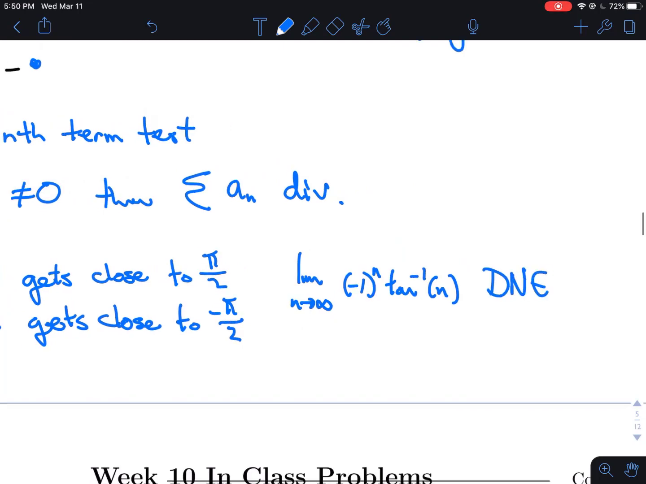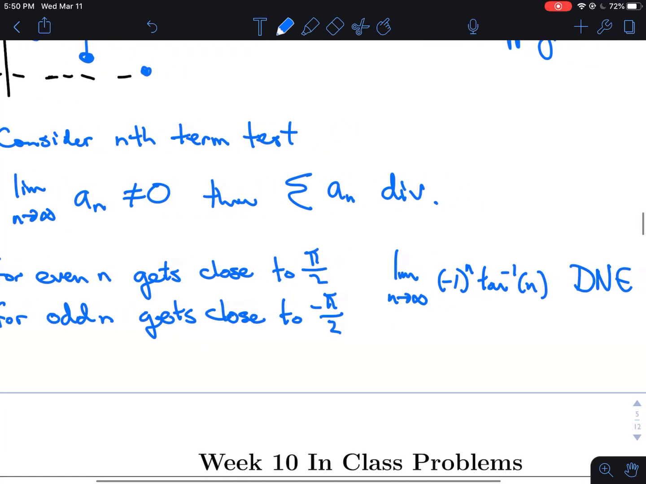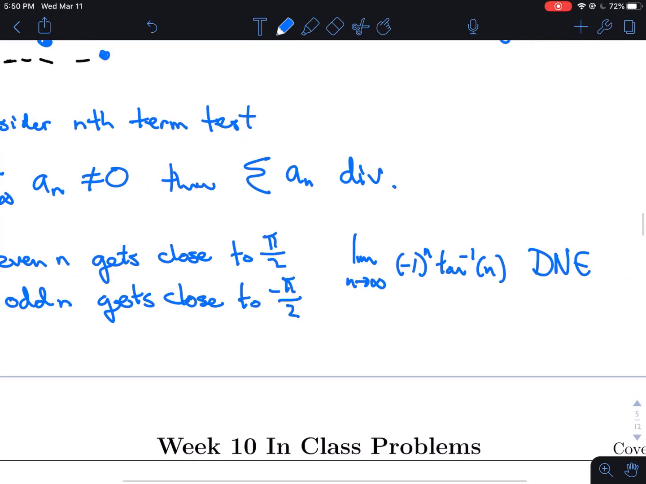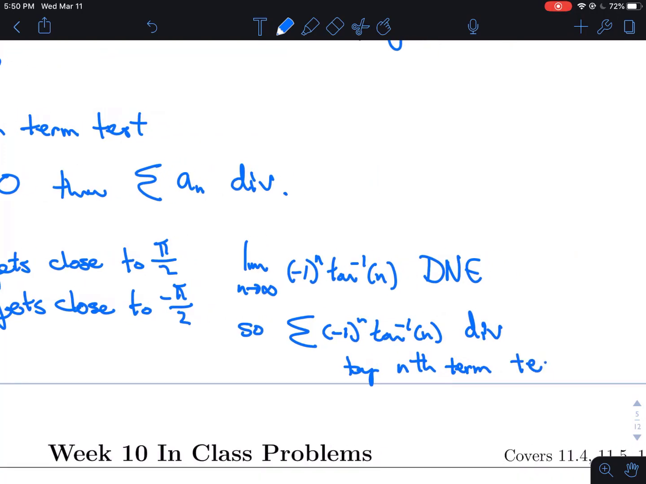And remember, we're looking for anything that's not 0. So it does not exist, well, that's certainly not 0. Therefore, it will diverge by the nth term test for divergence. So our series, summing up negative 1 to the n of tangent inverse of n, diverges by the nth term test. All right, there we go.